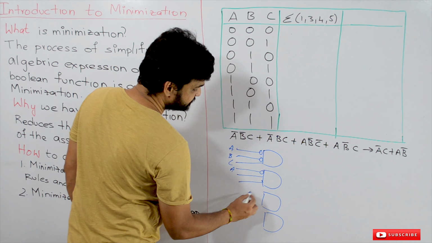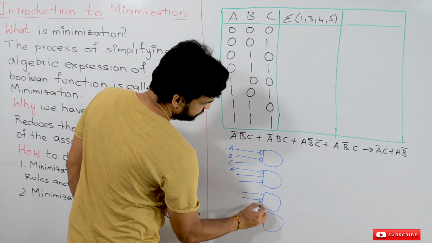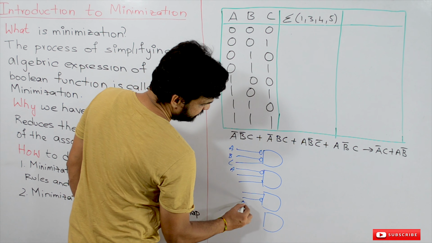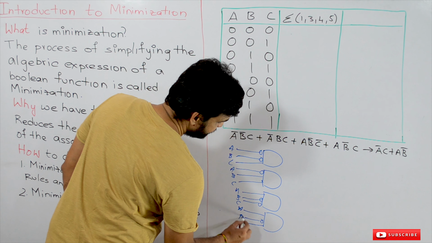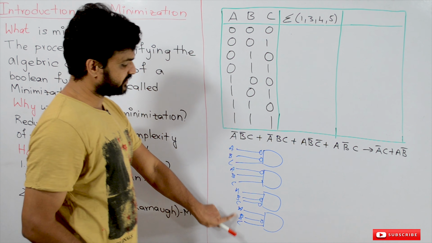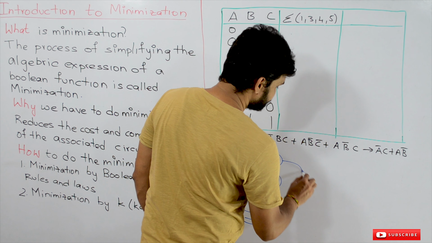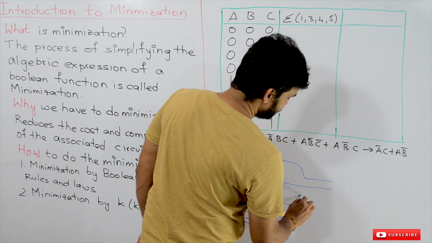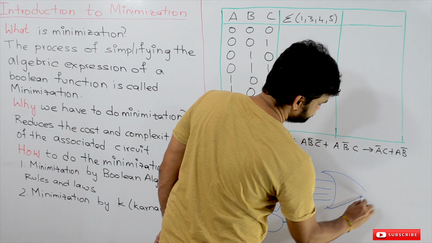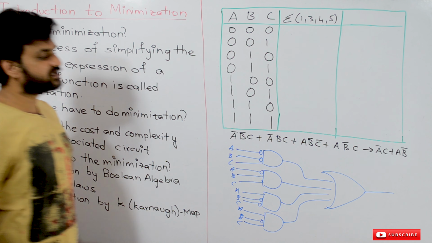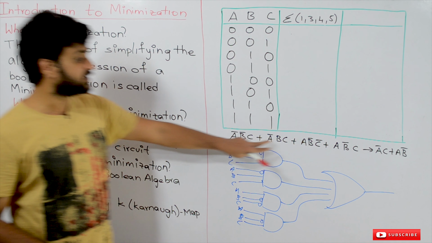And next one is 4, A B C, B complement C complement, it is A B C. Similarly it is A B C, and here 5 means A complement B complement C, A B complement C. It is the sum of the product, so it is going to be connected to an OR gate. These concepts were already discussed in our previous video. So this is the boolean circuit, the logic circuit for this boolean function.